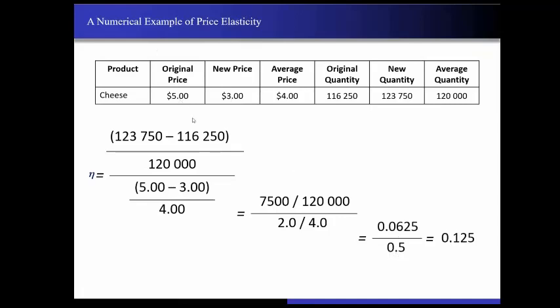Because we're using the midpoint average, this is a very large price change. In terms of the way we calculated this with the average, it's a 50% reduction. And the percentage change in the quantity is very small. It's only 0.0625. So a 50% change in the price leads to a much smaller change in the quantity demanded. You just take this and multiply it by that and you get that.